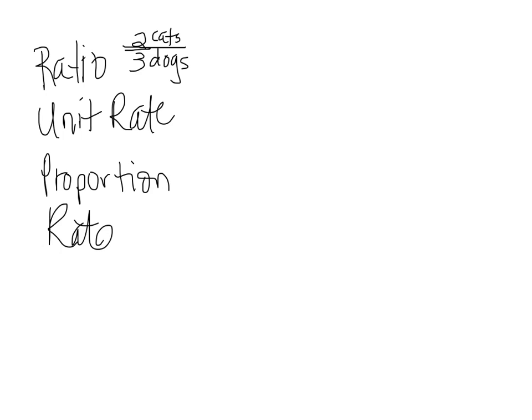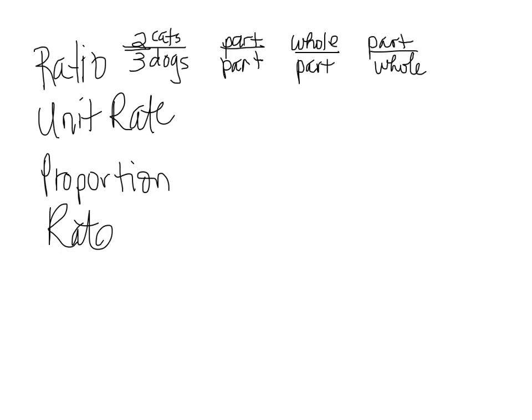So a ratio is how 2 things are compared to each other. We could talk about this in a couple ways. We could talk about a part of something compared to another part of something. We could talk about the whole being compared to a part. We could talk about a part being compared to a whole. All of these are different. Look at my 2 cats to 3 dogs. Is that a part-to-part comparison, a part to whole, or a whole to part? What do you think?